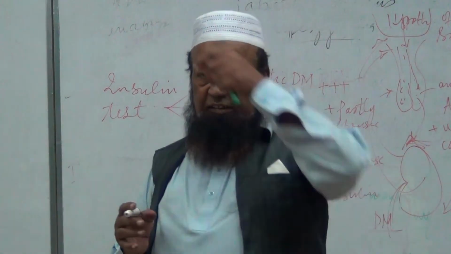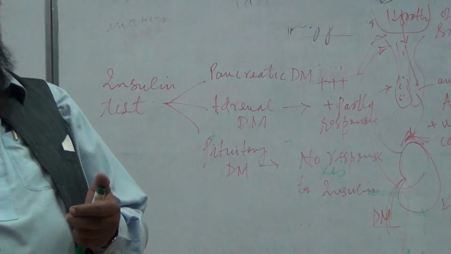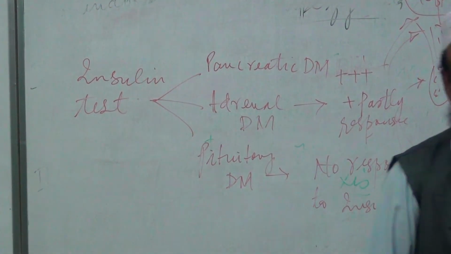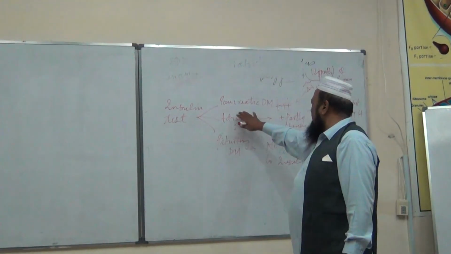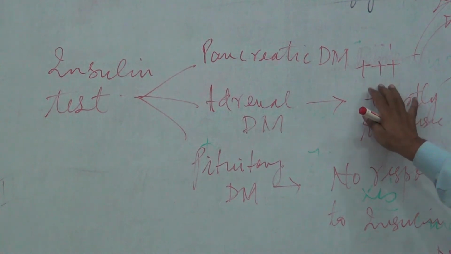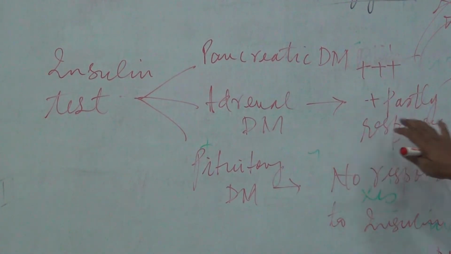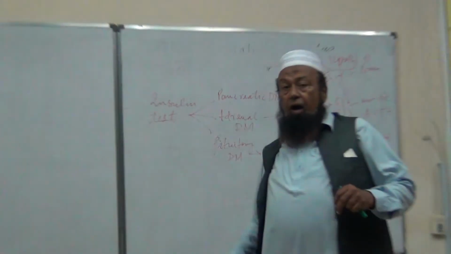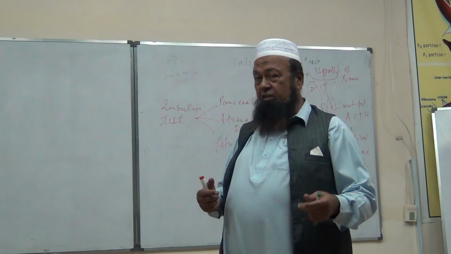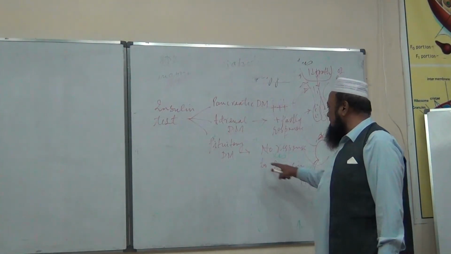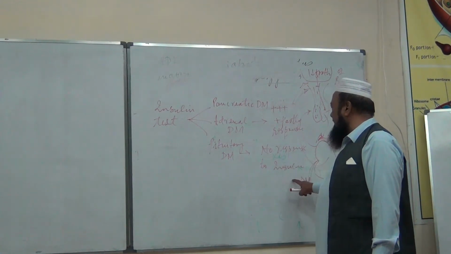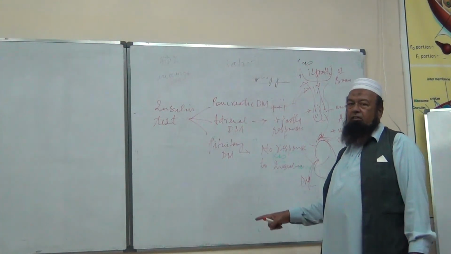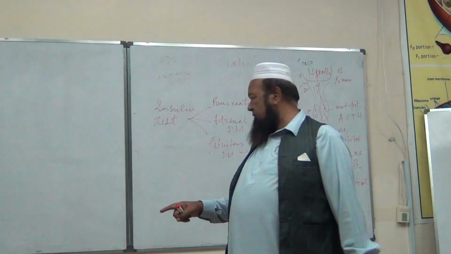So it is very important to differentiate between three types of diabetes. I told you that in order to differentiate the classical diabetes, we introduce the insulin test. Pancreatic diabetes maximally responds to insulin, while adrenal diabetes partially responds to insulin test, and pituitary diabetes in the form of craniopharyngioma or growth hormone excess, once we introduce insulin, virtually no response is coming. So this is a very important test clinically to differentiate three types of diabetes.